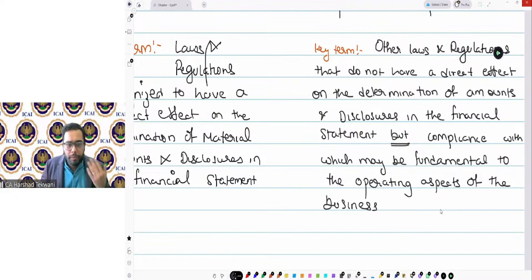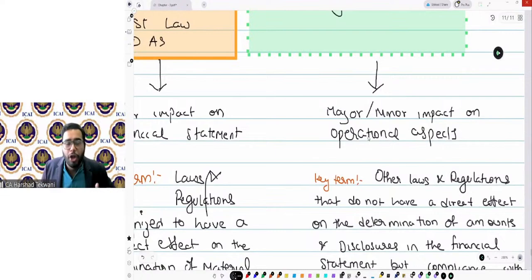So, you can say it this way. Other laws and regulations that do not have a direct effect on the determination of the amounts and disclosures in the financial statements, but compliance with which may be fundamental to the operating aspects of the business, or to an entity's ability to continue its business, or to avoid material penalties. Non-compliance with such laws and regulations may therefore have a material effect on the financial statements. So that's what we wrote, major or minor impact on the operational aspects.